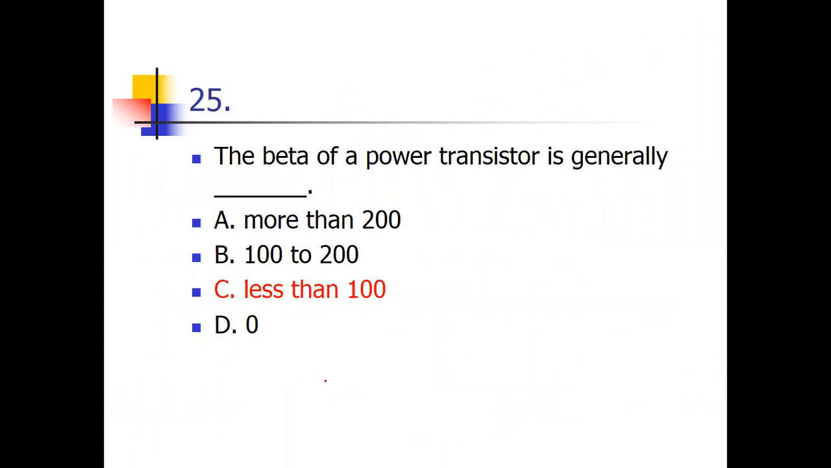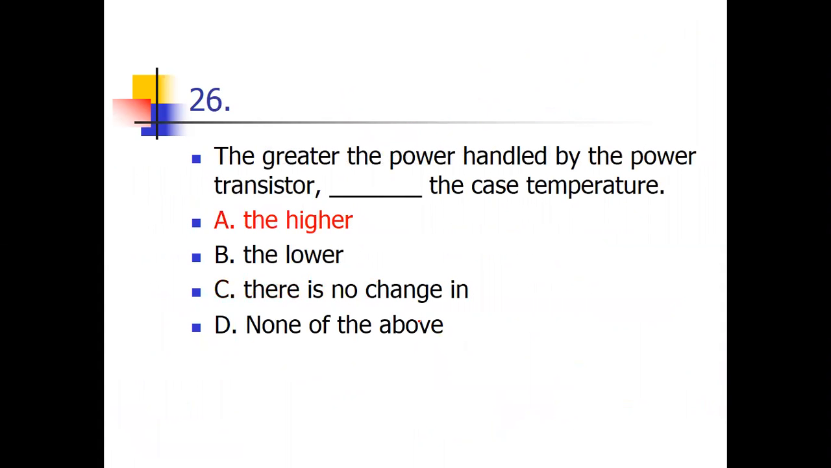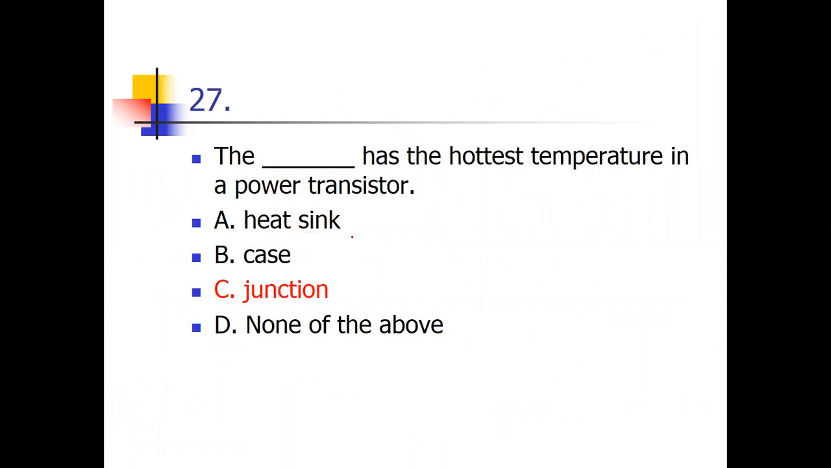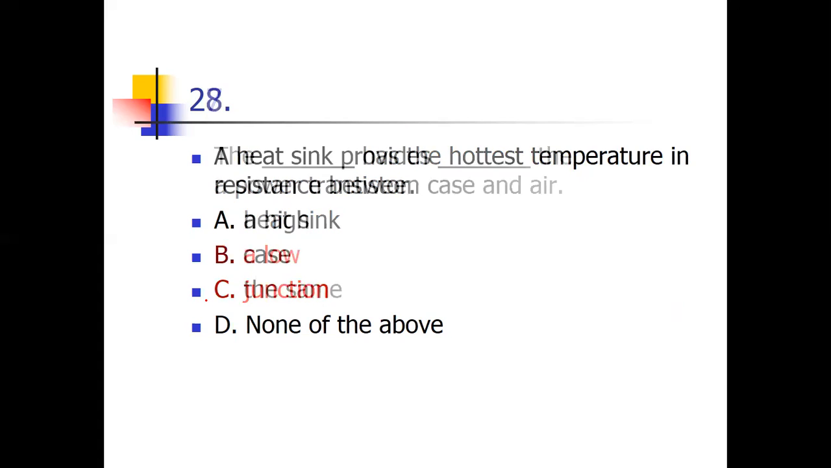Okay, remember that beta is normally high for small signal, meaning voltage amplifiers, but for power transistors beta is less than 100. The greater the power handled by the power transistor, definitely, if we are handling more power, we are handling high temperature. Now next, which part has the hottest temperature in the power transistor? Definitely for any transistor, the junction temperature is always the highest.